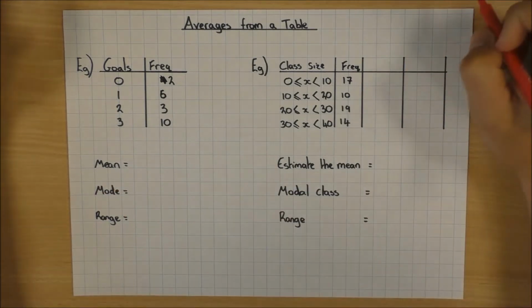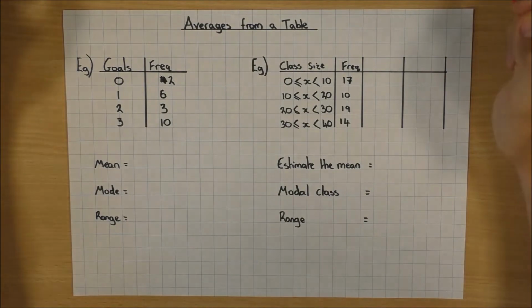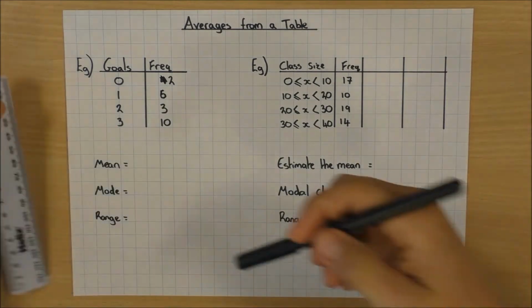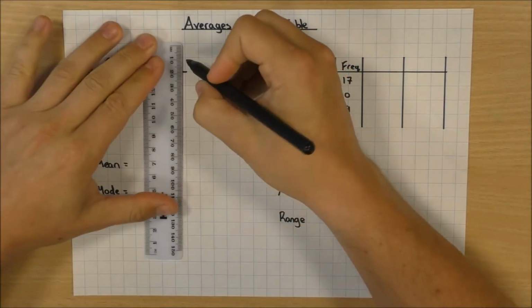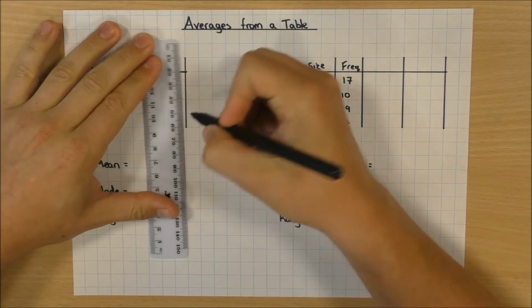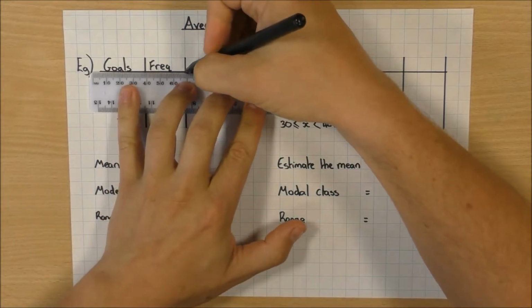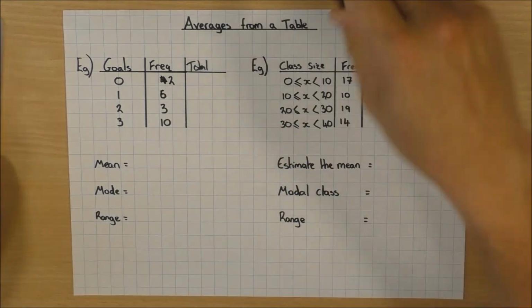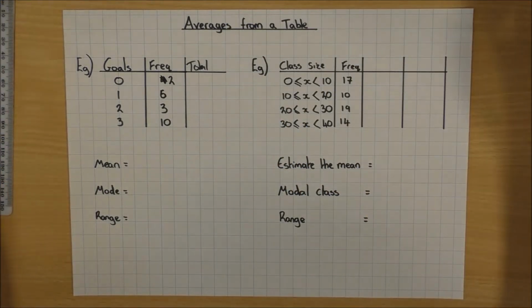Now, if I want to work out the mean from this table, I still need to work out the total. So what I'm going to do is get my ruler and pen, like so. I'm going to add a column here and call that total. Sometimes they might be nice and give you that. Sometimes they won't be, in which case just add it on.